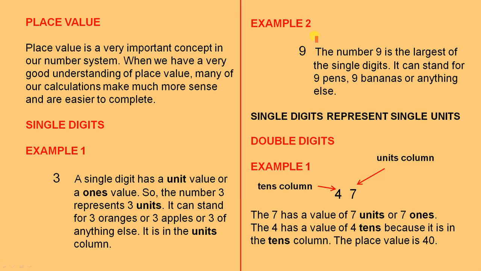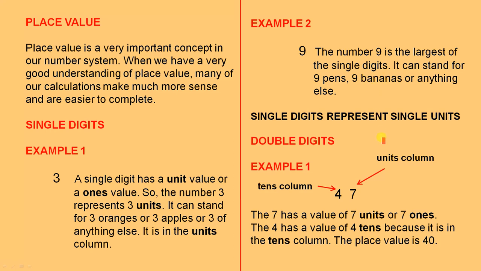Example 2. The same for 9. It is a single digit. The number 9 is the largest of the single digits. It can stand for 9 pens, 9 bananas, or anything else. Single digits represent single units. So it could be 9 single pens, 9 single bananas, etc.